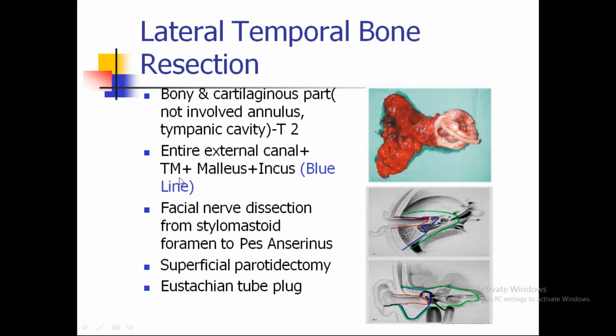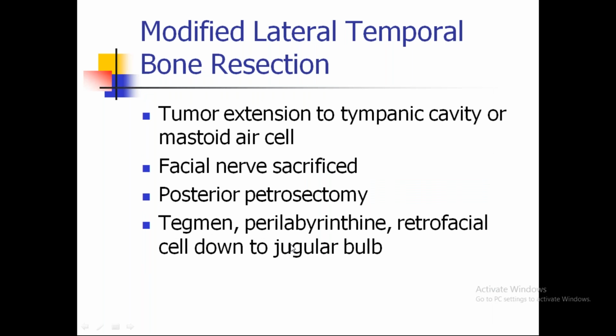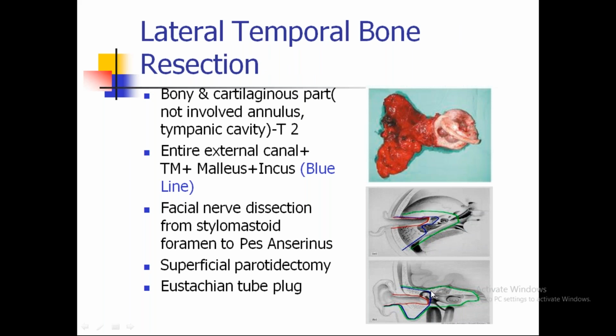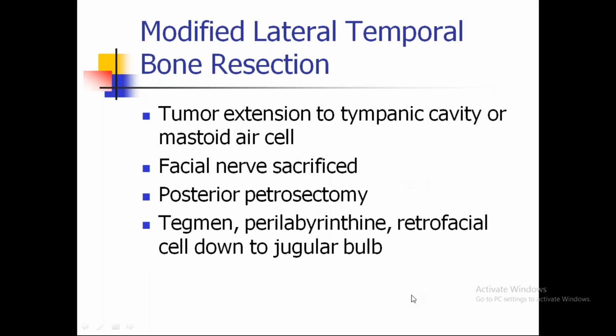Entire external canal with TM, with malleus and with incus, everything is removed. Superficial parotidectomy is also done. Incision tube is plugged and facial node dissection is also done. When it is very large, it is T3, then you will remove the whole green color, meaning you remove this whole temporal bone and you will totally close it. That is in the T3 and T4.